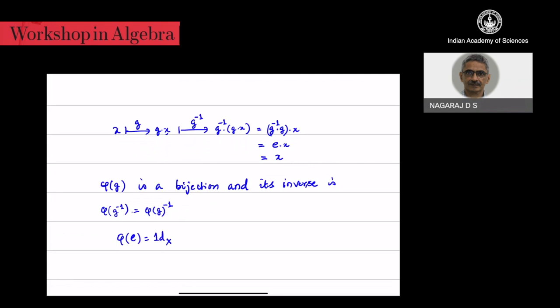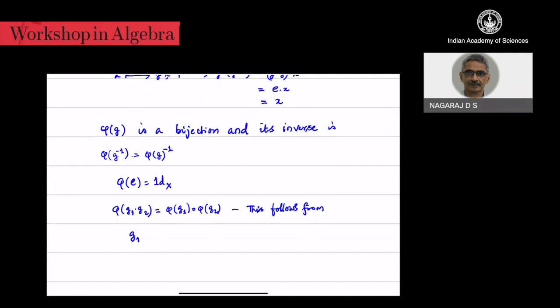It takes inverse to every element, phi g is a bijection, and phi of identity is identity. And next, what we want to check is that it is a homomorphism: phi of g1 dot g2 is equal to phi of g1 composed with phi of g2. This is what we want to check. So this follows from the second axiom of the action. That is, what we have said is g1 dot g2 acting on x is the same thing as g1 dot g2 x.